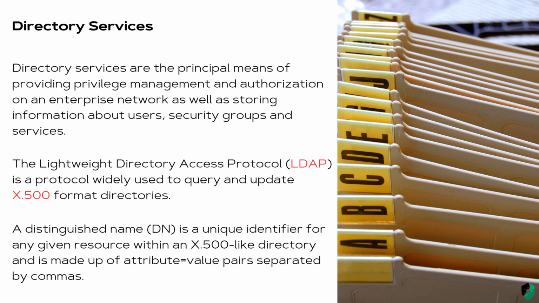It's a protocol used widely to query and update X.500 format directories. Now, X.500 are the most popular format for directories. Now, here in such directories, you will find attributes like a distinguished name, the DN. This is the unique identifier for any given resource within such an X.500 like directory, and it is made up of attribute equal value pairs separated by commas.